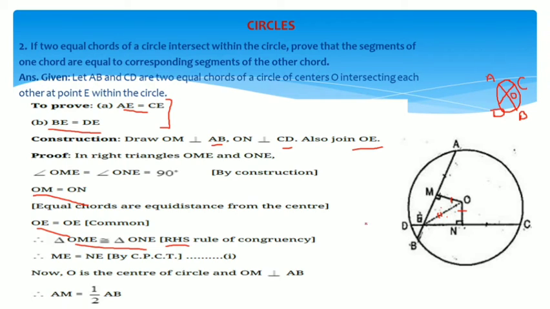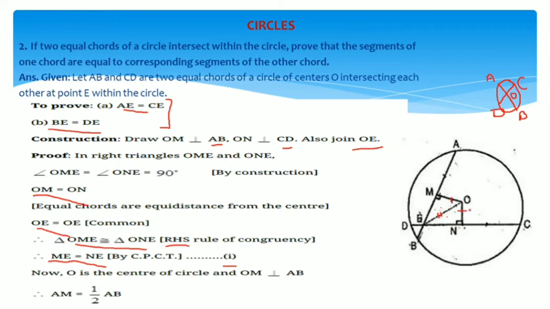We know that when two triangles are congruent, their corresponding parts are equal. So we can say the third side ME will be equal to NE. This is the important result we have obtained. ME equals NE, given as number 1 by CPCT.